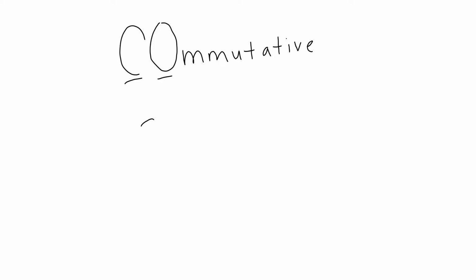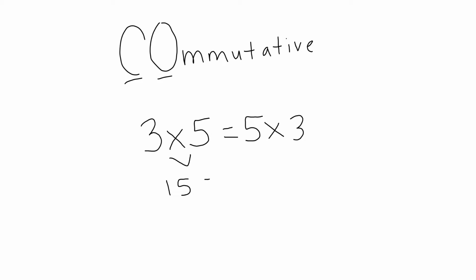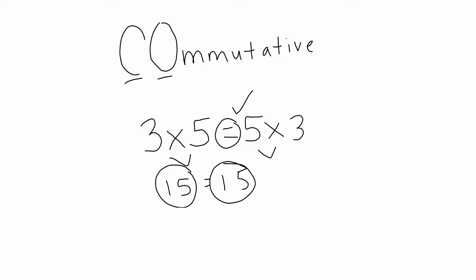We have 3, and then we put our times sign, and we write 5. That is exactly the same as changing the order of the numbers and saying 5 times 3. 3 times 5 has a value of 15, and so does 5 times 3. This is an equality because both sides are the same value as each other. Now, would this work with subtraction or with division? Let's see.